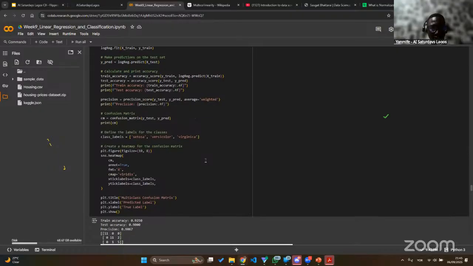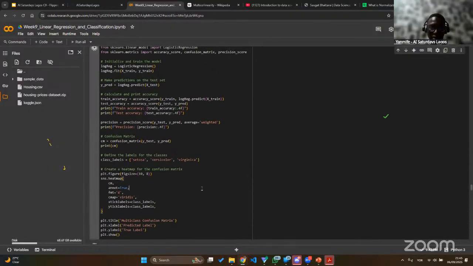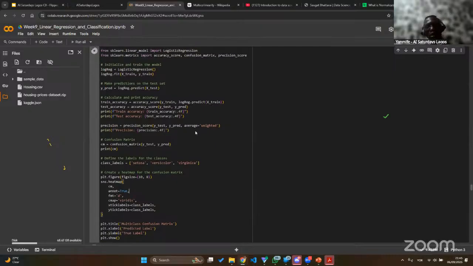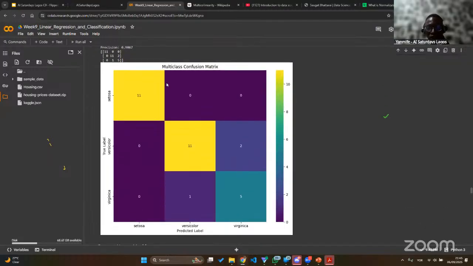After checking the accuracy, we now want to check something we call the confusion matrix. It is a matrix that helps you understand how your model is performing and know which section it is predicting correctly and which one it is predicting wrongly.